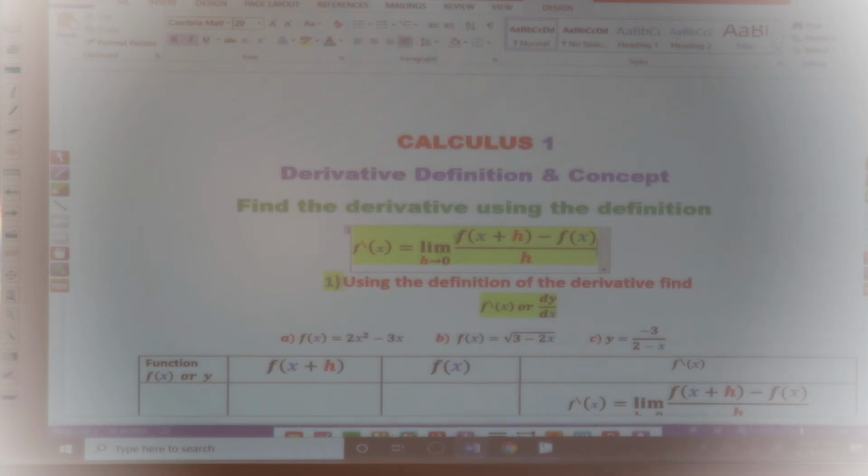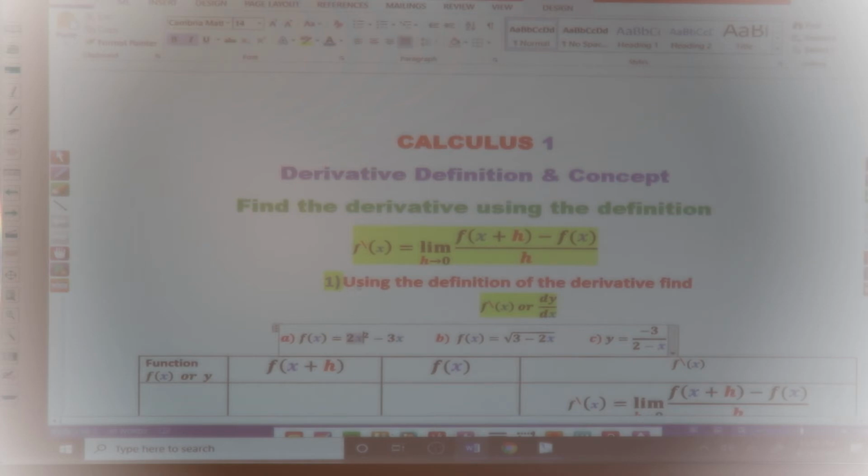The limit of f of x plus h. What do I mean by f of x plus h? For any function I have, to get f of x plus h, I have to take x plus h and replace it for every x I have in my function, like this x and this x. You will see now when I start solving the problem.